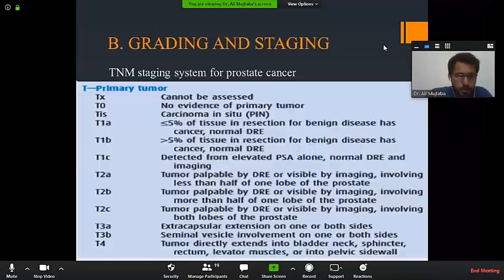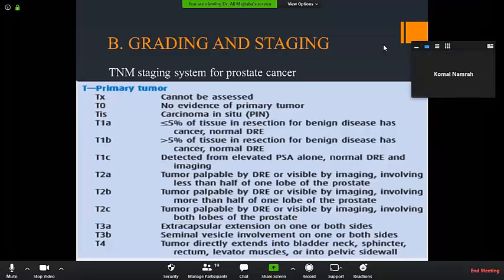TX: primary tumor cannot be assessed. T0: no evidence of primary tumor. Tis: carcinoma in situ. T1a: less than 5% of resected benign tissue has cancer on normal DRE. T1b: more than 5% of resected benign tissue has cancer on normal DRE. T1c: detected from elevated PSA with normal DRE and imaging.